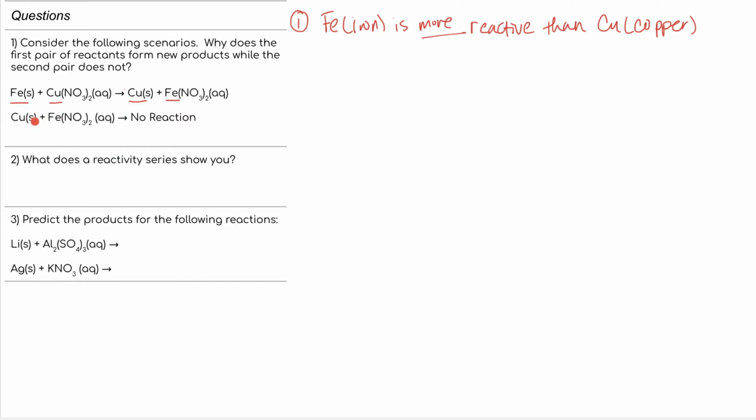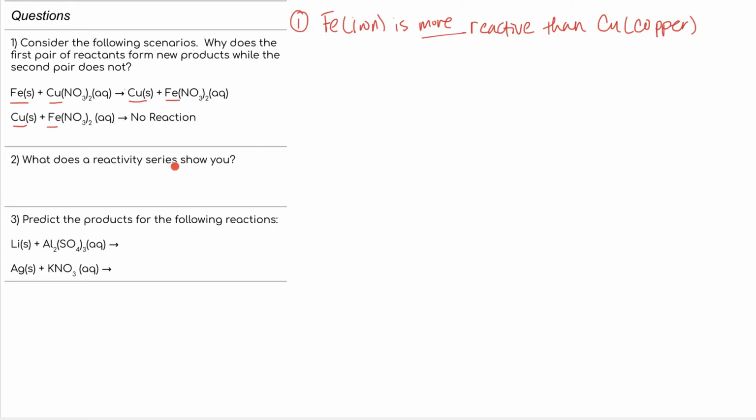But if you look at the second scenario, when copper starts off as a solid and tries to replace the iron in solution, it's not successful because copper is less reactive than iron. So the iron's like, nope, sorry, you can't replace me. So copper cannot replace iron in this second example since copper is less reactive than iron. So hopefully that helps to clarify number 1.